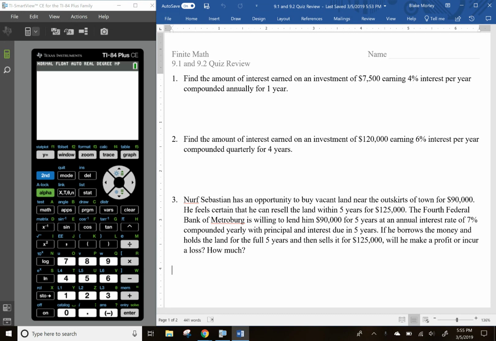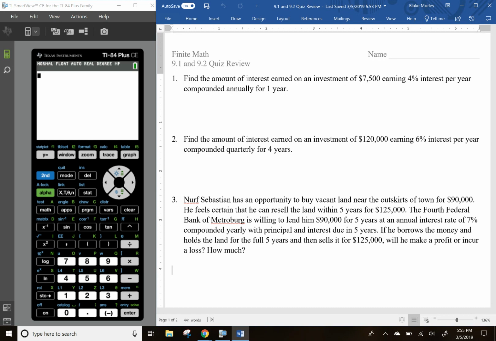So here we go. Number one: find the amount of interest earned on an investment of $7,500 earning 4% interest per year compounded annually for 1 year. On this problem, there's more than one way you can do it. If you get the right answer with the PRT formula, that's fine. But to be consistent with number two, I'm going to use my compound interest formula.